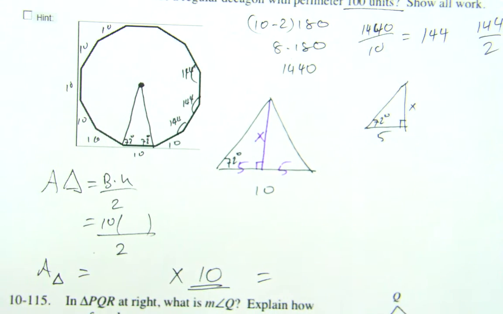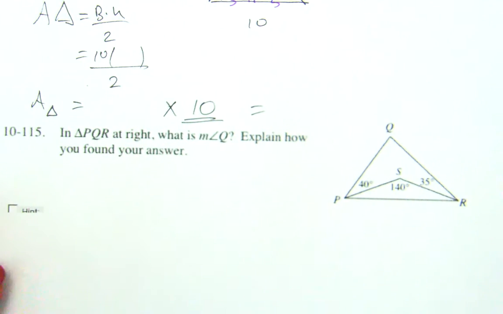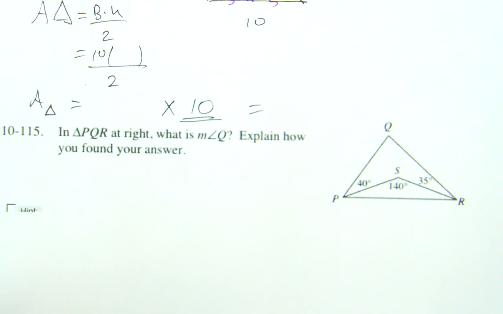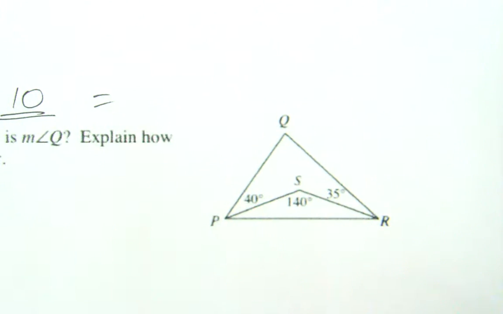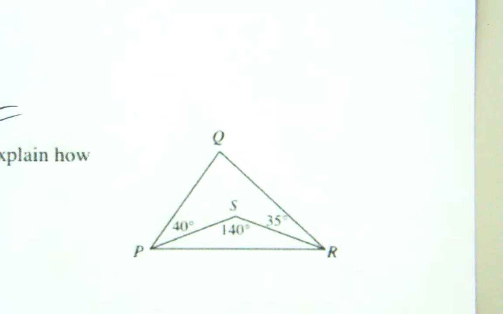All right, and then that was 114 and 115. Yes, I'm on time. PQR at the right, what is the measure of angle Q? Oh boy, this is not going to be fun. Explain how you found your answer. Oh boy, what is this? I don't even know how to do this.